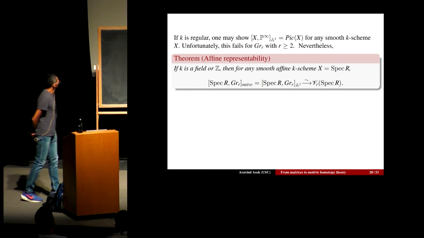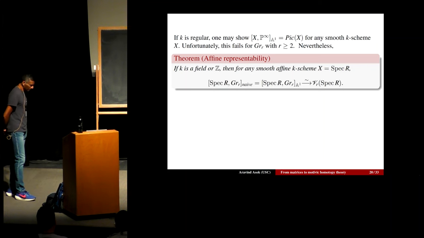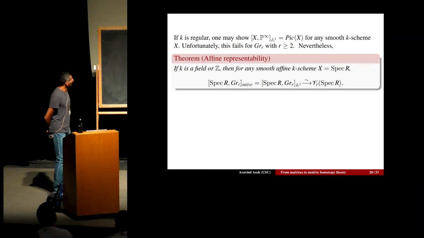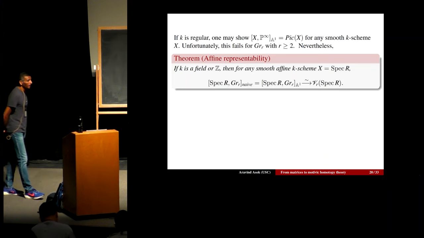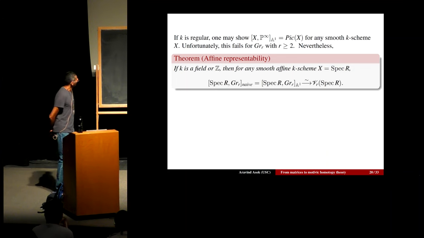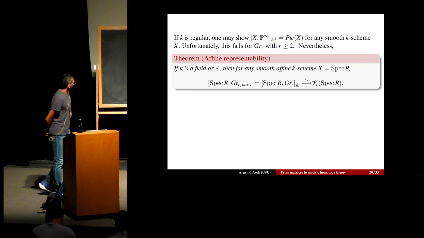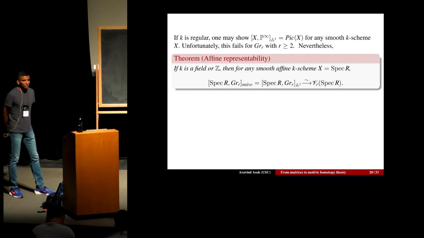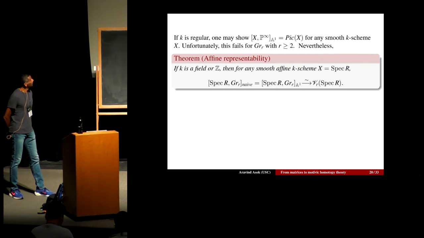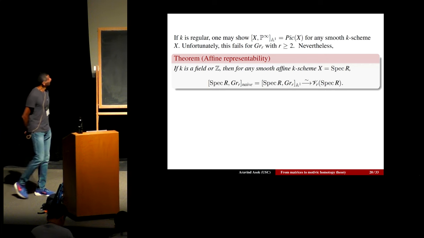All right, so nevertheless, if I restrict my attention to affine varieties, it turns out that the collection of naive homotopy classes of maps is very, very well behaved. And in fact, it coincides with the set of maps in the motivic homotopy category to the Grassmannian.